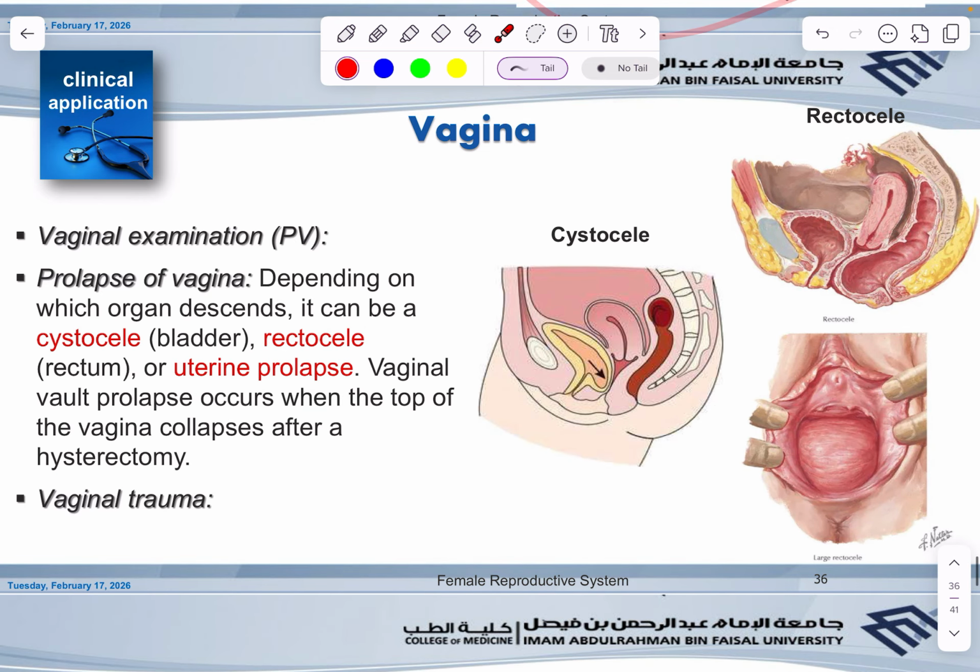Okay, clinical applications: we have examination, and we also have prolapse of the vagina. Sometimes we can have a cystocele, when the bladder is responsible for the prolapse. Then we have the rectocele, and this is what happens when the top of the vagina collapses, and it usually happens after some type of procedure like a hysterectomy.